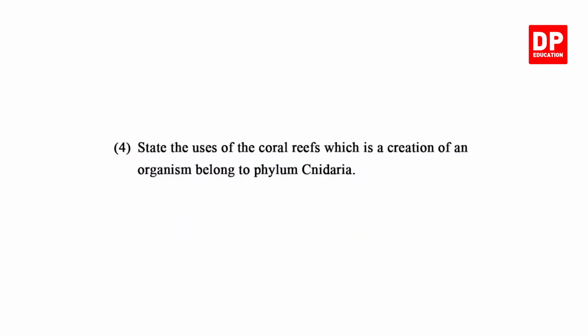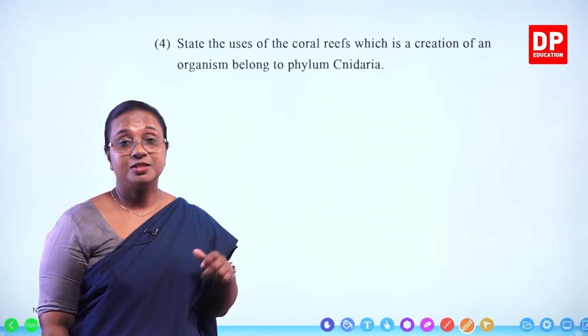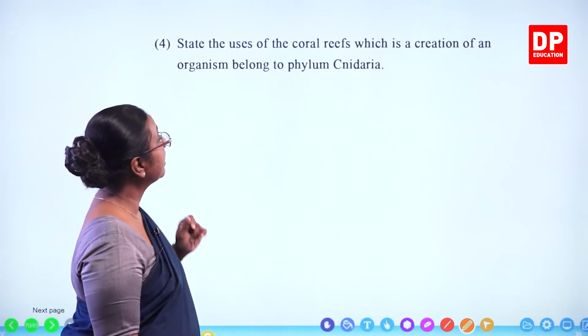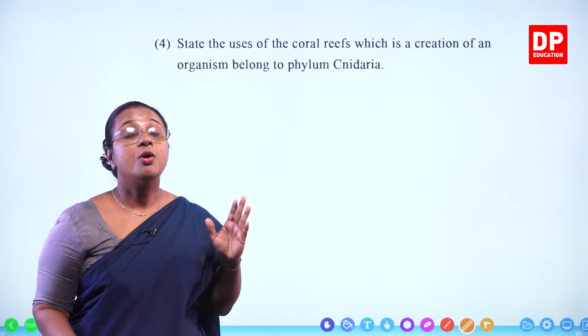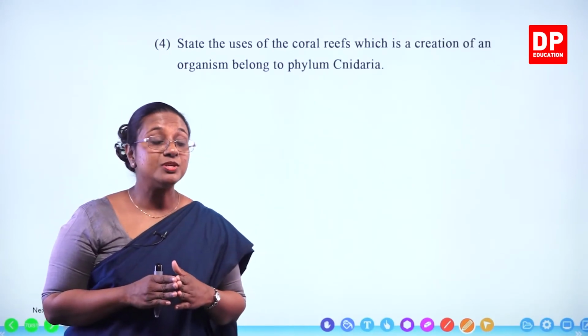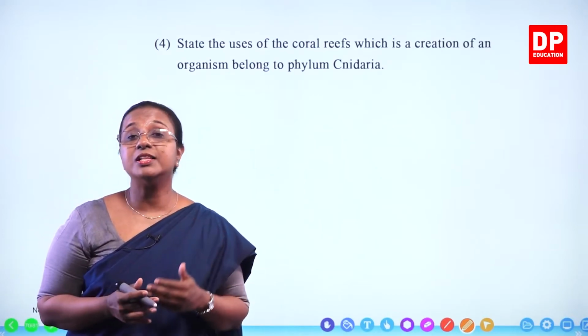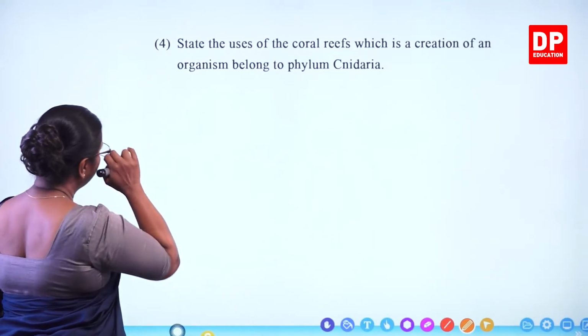State the uses of the coral reefs, which is the creation of an organism that belongs to phylum Cnidaria. So you all know the coral polyps. Those are polyps. They belong to phylum Cnidaria and they are very, very useful to us. What are the uses? You all can remember students, they are important for the survival of aquatic organisms. So that is one use.